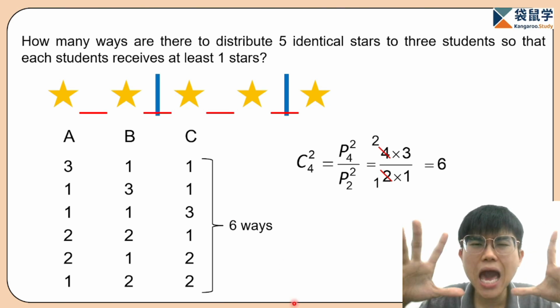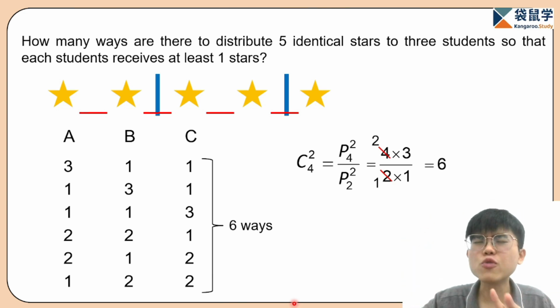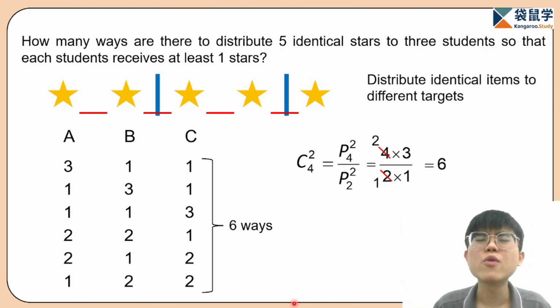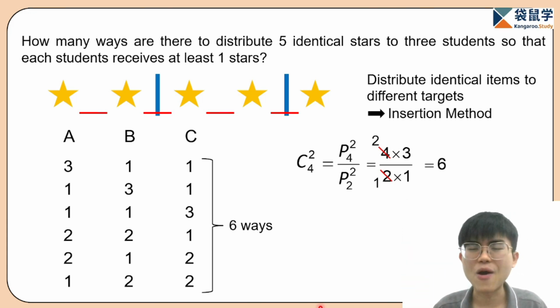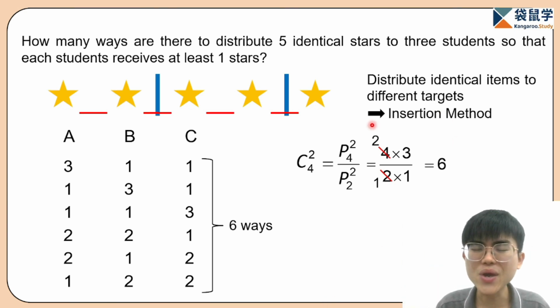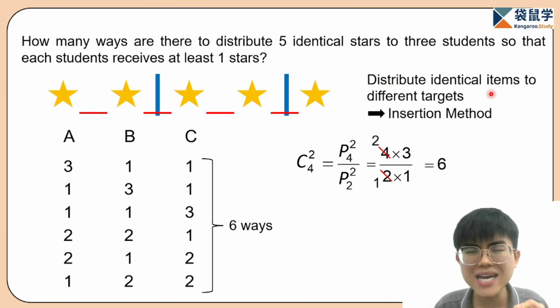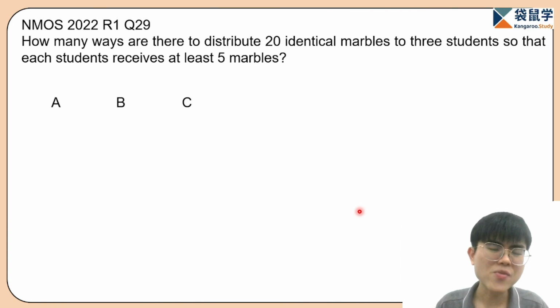Everyone, you can see that in this kind of question, when we try to distribute identical items to all of the different targets, different students here, we can use this kind of method. We call it the insertion method. There is also another name for this method. We also call it the stars and bars. You can also check it online, right? So we call it the insertion method, whereby we can use it when we have to distribute identical items to the different targets.